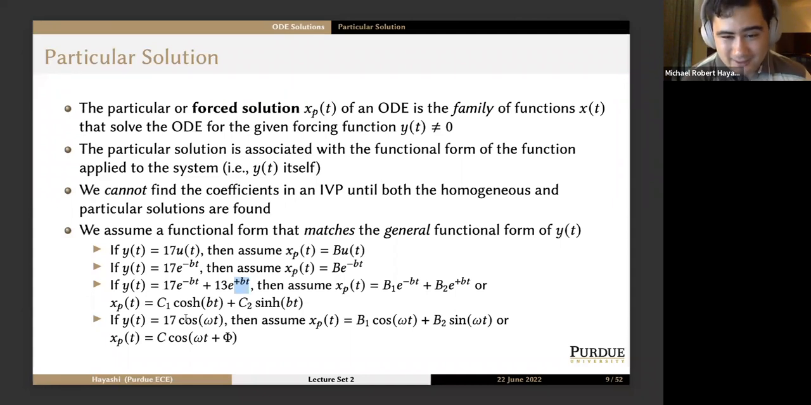The alternative way of thinking about this is x sub p of t is equal to c times cosine of omega t plus capital phi, where we have c and capital phi as unknown coefficients. Phi isn't really a coefficient, but it's an unknown. Regardless, we always have the same number of unknowns to solve. Any questions to this point?